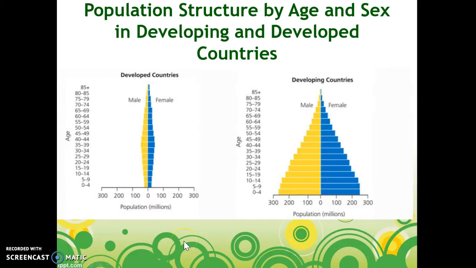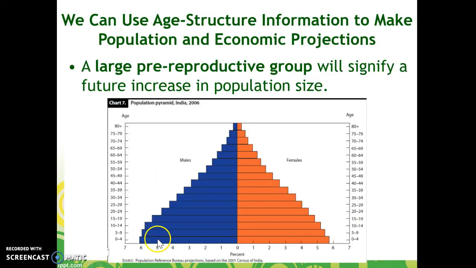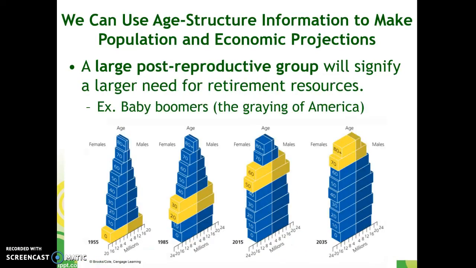Also, like I said, most of the time when we look at developing countries, they're going to have that rapidly expanding population, the very severe pyramid shape, where developed countries are more likely to be those declining or stable countries. So again, a large pre-reproductive group, larger on the bottom, will signify a future increase in population, whereas a large post-reproductive group will signify a larger need for retirement resources.